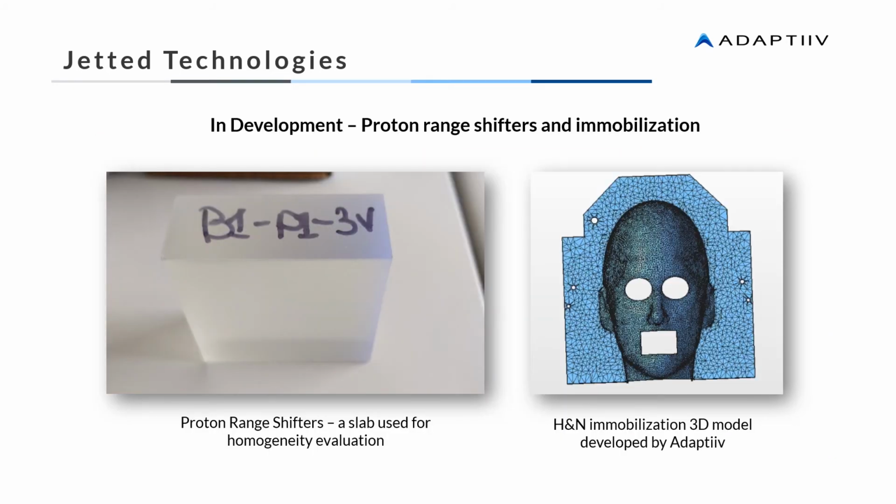Another rapidly evolving area of jetted printers are proton range shifters and immobilization devices. Similar to SLA printing, we have found that jetted printers offer superior homogeneity, which is a requirement for proton range shifters. We at Adaptiiv are currently working on employing jetted technology for 3D printing immobilization devices. Large build volumes and the use of strong materials result in immobilization accessories being printed that are highly stable.